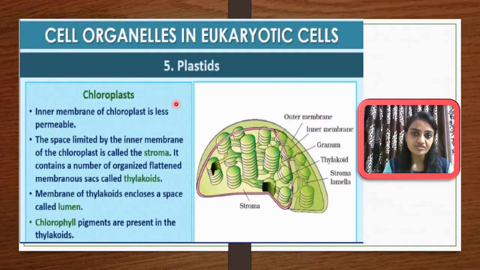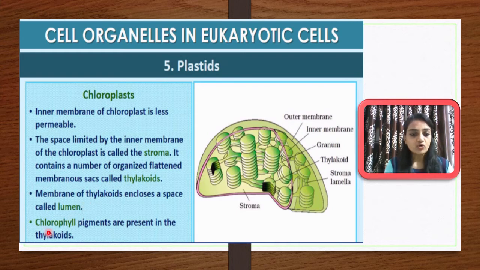Just like mitochondria, the chloroplast also has a double membrane layer, so here also there is an inner membrane and an outer membrane. The inner membrane of a chloroplast is less permeable. The space limited by the inner membrane of the chloroplast is called stroma. The inner side is called stroma. It contains a number of organized flattened membranous sacs, and that is called thylakoid. Here you can see a coin-like stack, called thylakoids. The membrane of a thylakoid encloses a space, and that is called lumen. Inside the thylakoid, wherever the membrane is there, the enclosed space is called lumen.